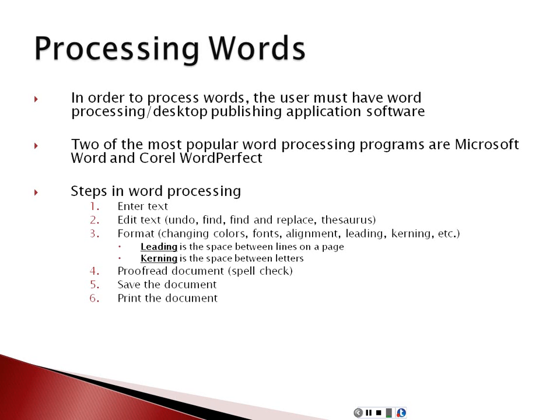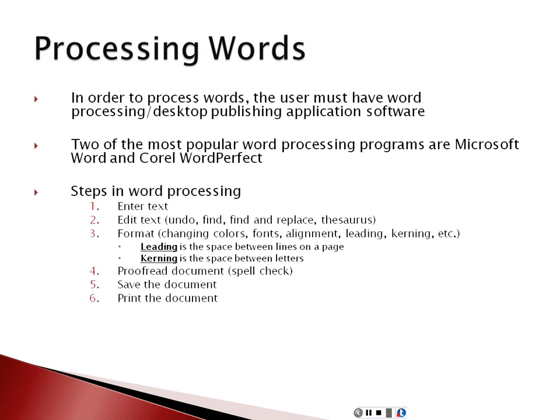Life was so much easier after they came up with undo. We can find and replace. There's a thesaurus, dictionaries, all types of things, spell check. And so that allows us to edit what we've done. And then we can format. We can change the colors, the font. We can align it to the left, to the right, to the up, to the down.